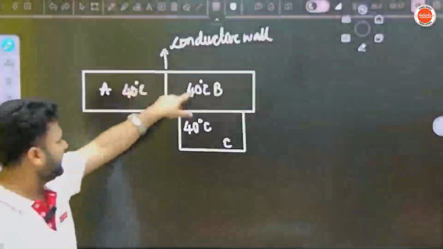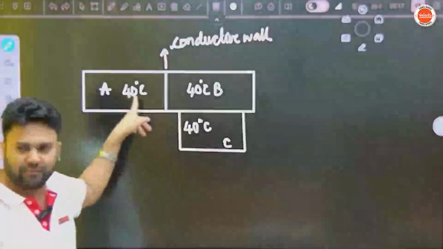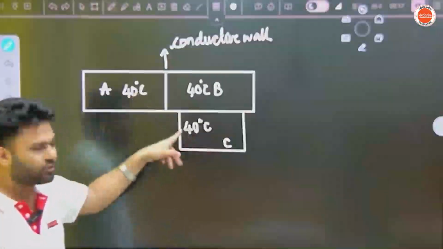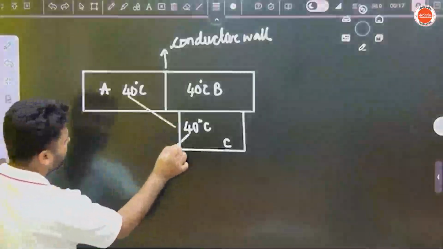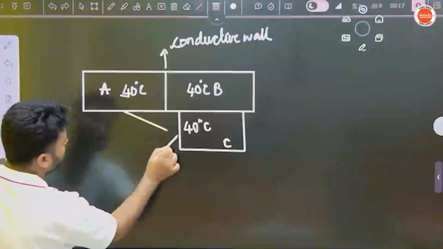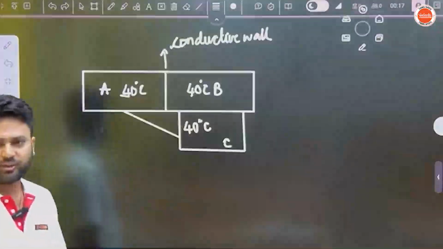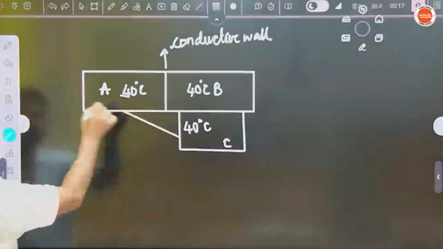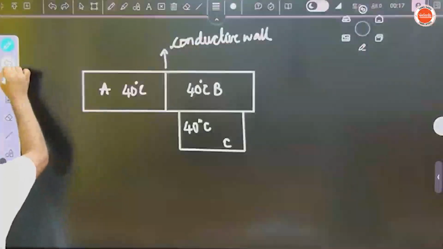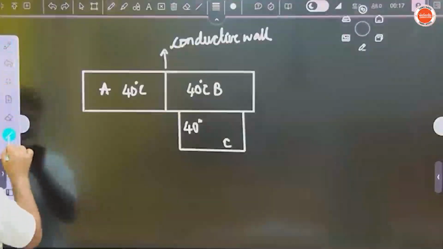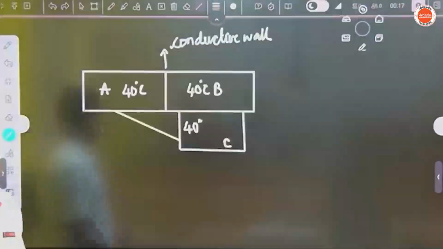So if A is in thermal equilibrium with B and B is in thermal equilibrium with C, then A is in thermal equilibrium with C. See, A and C are also in thermal equilibrium. If I join a rod like this, will heat flow? No heat will flow. Why? Because here the temperature is 40, and here also 40. So no heat will flow, which means A and C are also in thermal equilibrium. So this is the zeroth law.